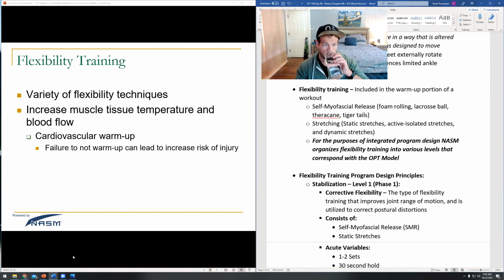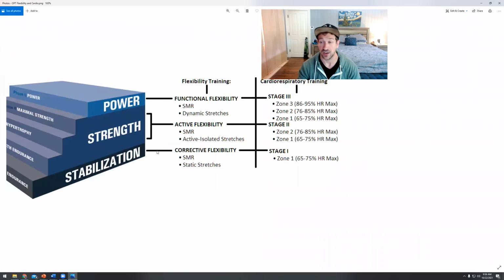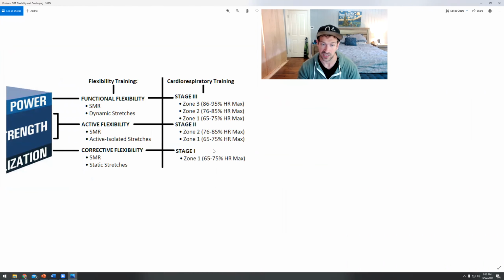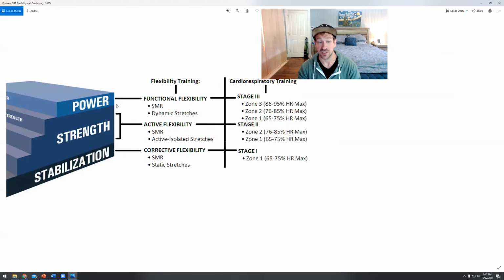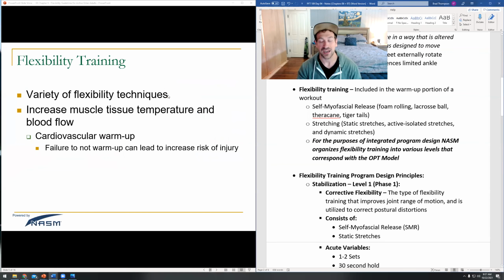That's why NASM created the OPT model. It's meant to cover all of the various scenarios. They all feed into each other, and that even applies to the cardio over here, which we'll be talking about. Zone 1, you're not sprinting. Zone 3, you definitely are, which is why, if you're sprinting, you want to be explosive. And if you want to be explosive, dynamic stretches help with that. It all ties together. So we have a variety of different flexibility techniques, not just big, long static stretches.